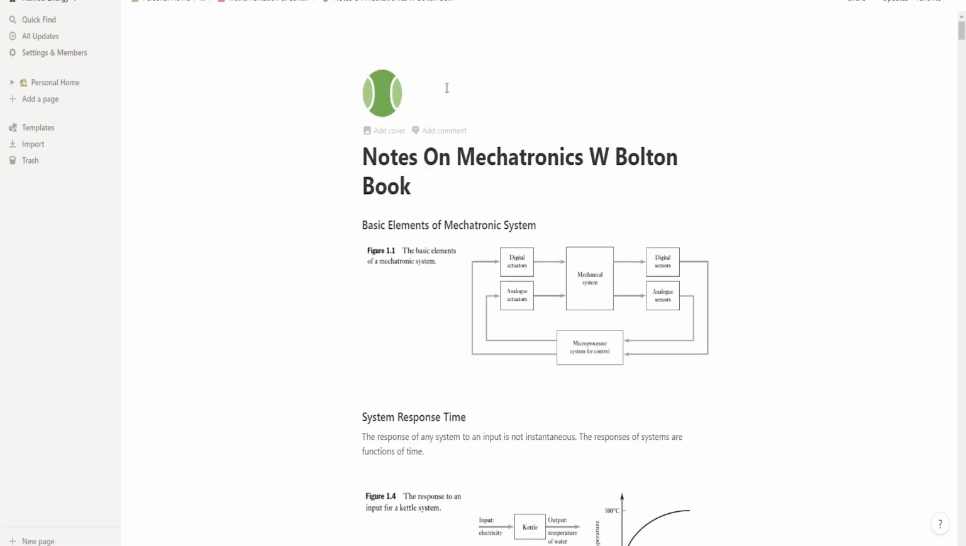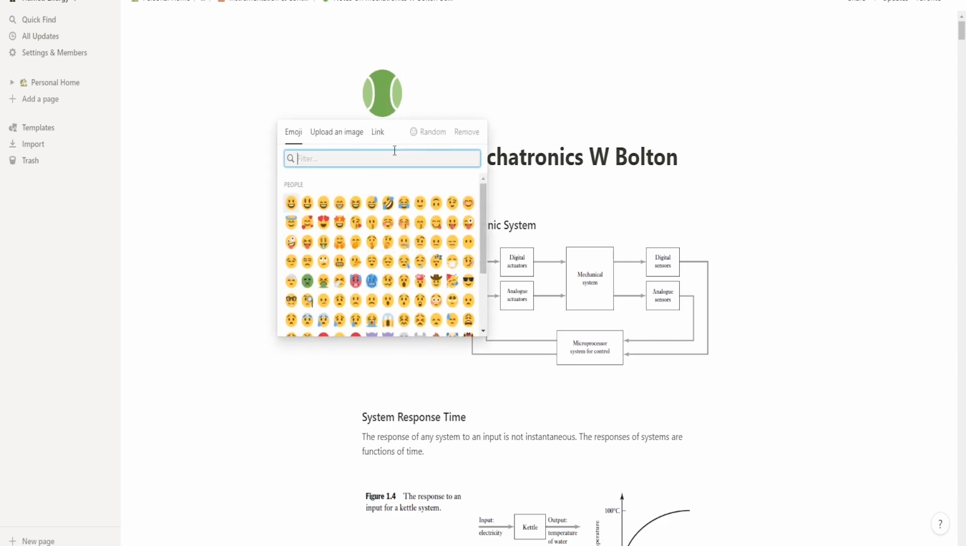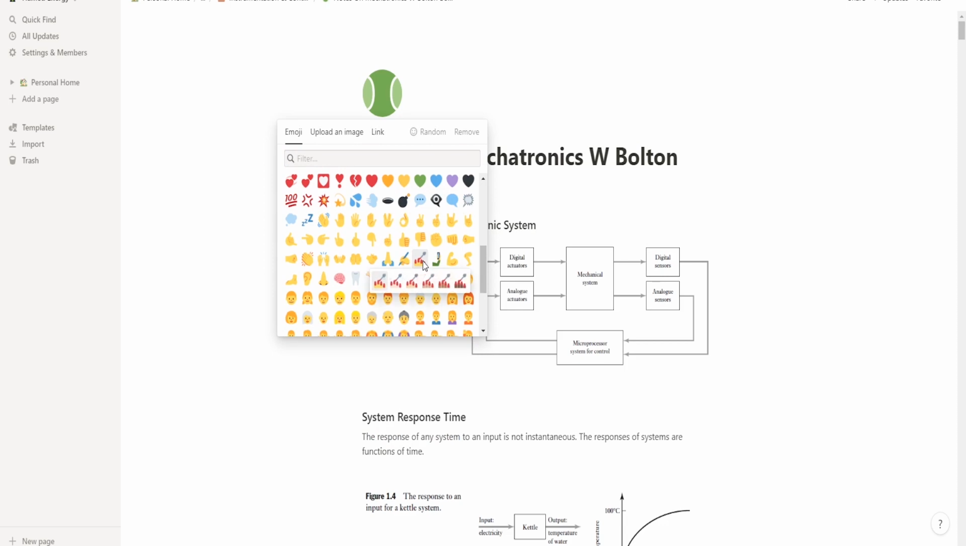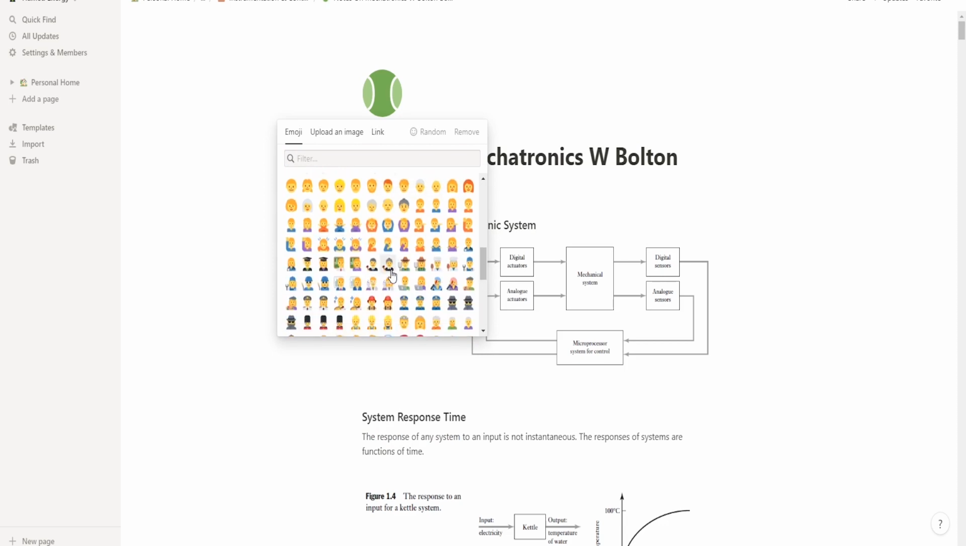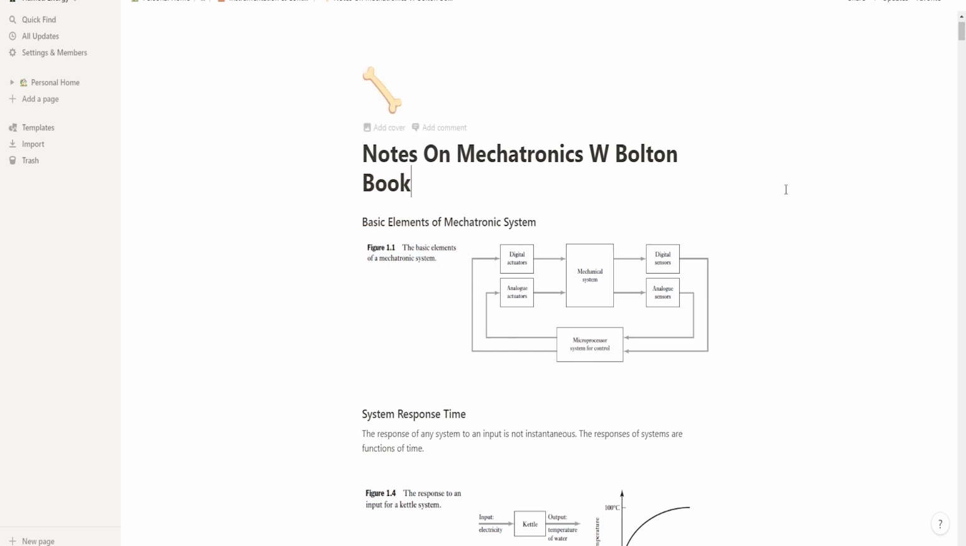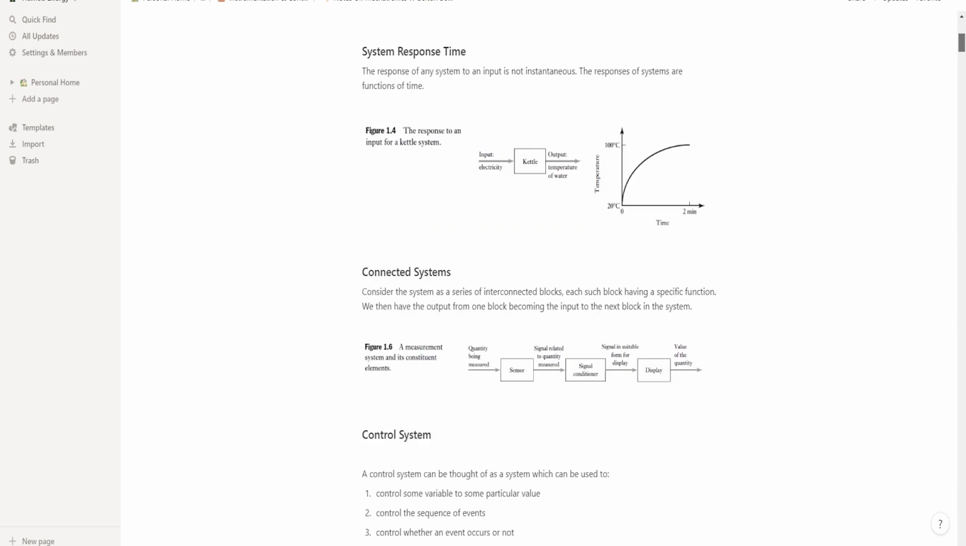Oh, we don't have an icon here. Let's put an icon. We'll go with that, that's fine. You pick one. Let's go with a bone. Nick nack paddy whack, give a dog a bone. All right.